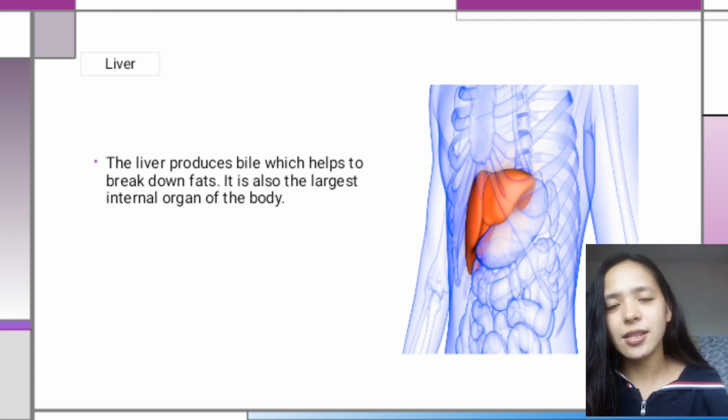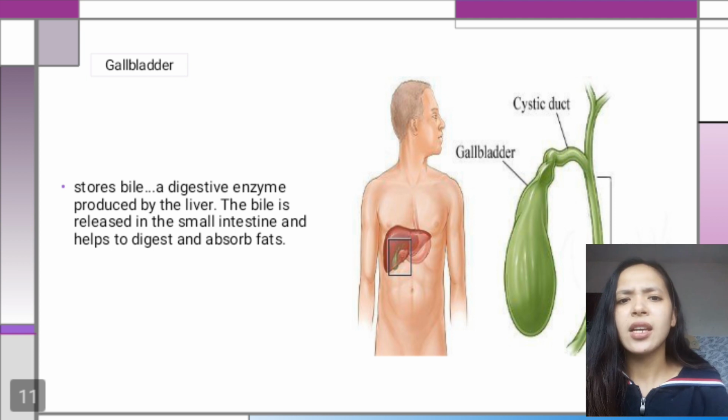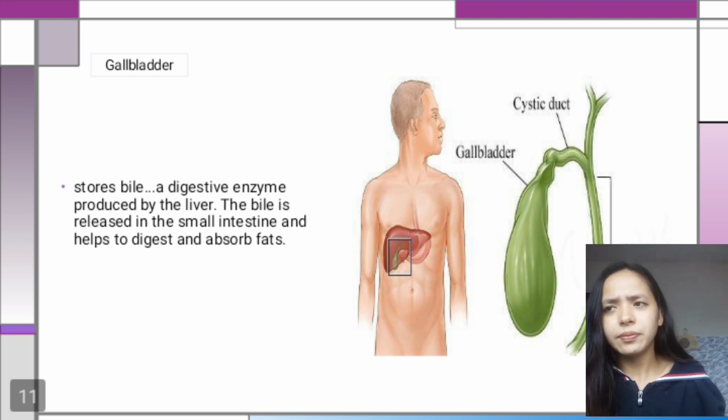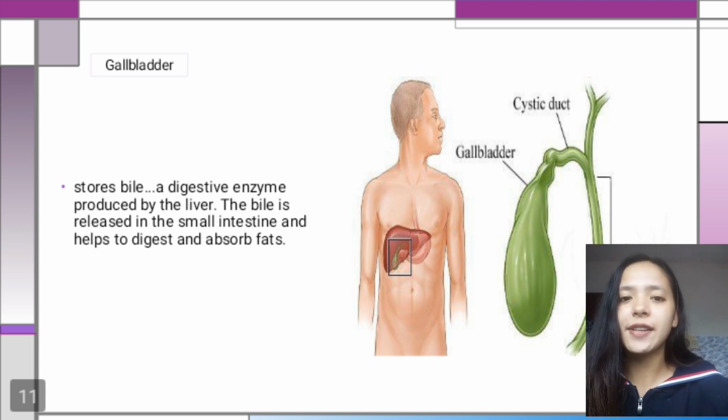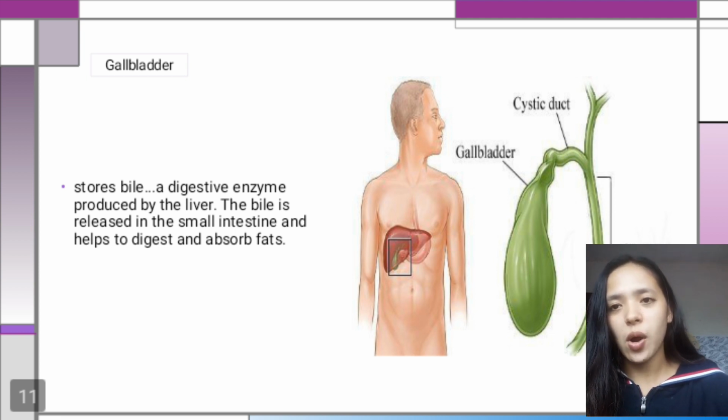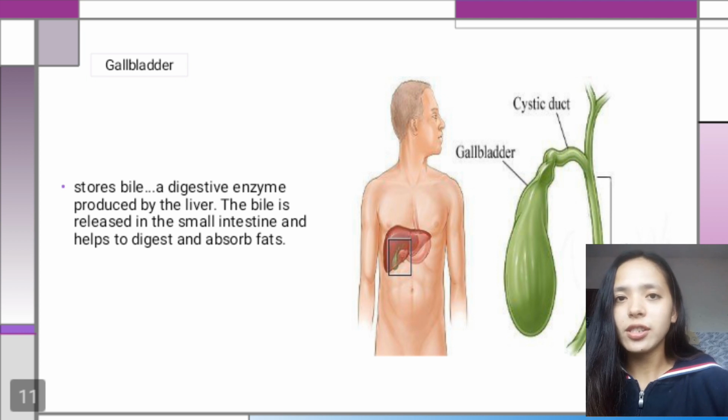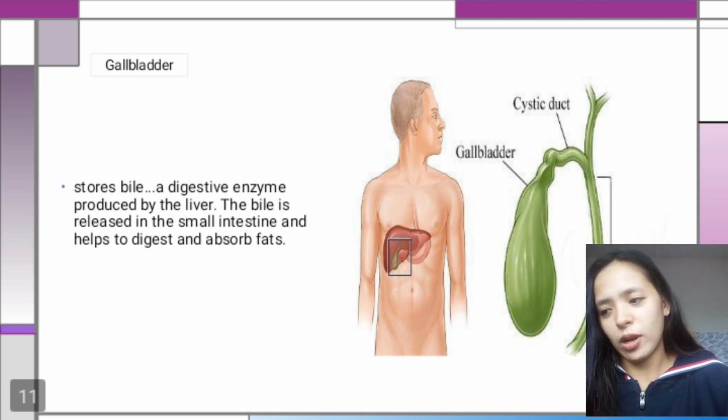So next is gallbladder. So gallbladder, it is the one nga kanang diha gi-store ang bile na gi-release sa ato ang liver. So digestive enzymes that, in short, gallbladder siya ang storage sa bile nga gi-release sa ato ang liver. Kung sa manok pa siya ang kaning abdo-abdo ana.